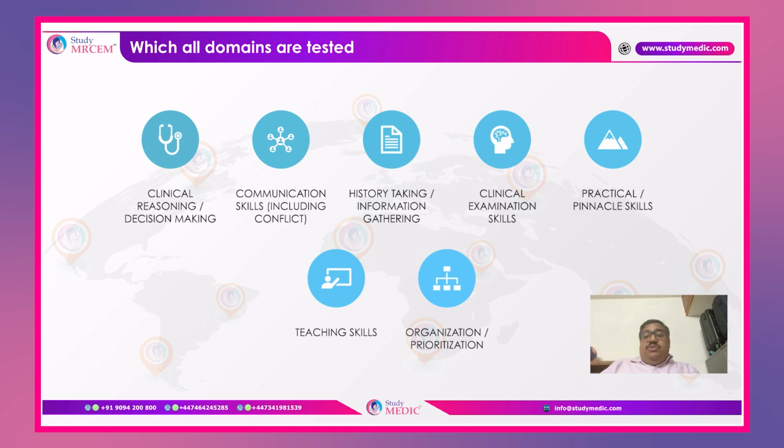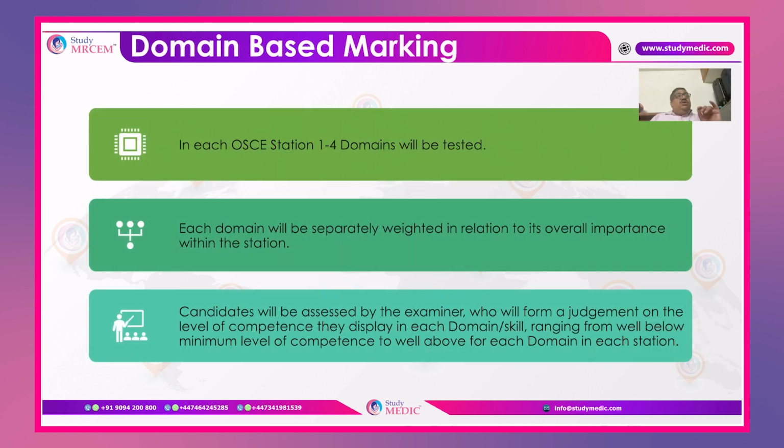So we have to be very clear, out of these, 1 to 4 domains will be tested in each station, and each domain will be weighted separately in relation to its overall importance. So every domain may not carry equal importance. Suppose communication skill will be a little bit less in one station, and in another station communication skill will be very, very high. The candidate will be judged for each domain, and that marking will be done by the examiner.